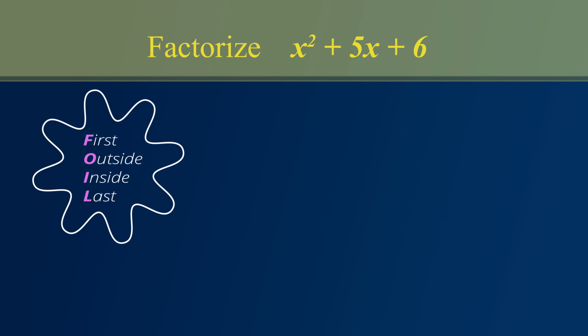What we have done so far is expanding quadratic expressions. Expanding means to remove the parentheses in a mathematical way using FOIL. Now we are going to do factorising, which is the reverse of expanding. Let's factorise x squared plus 5x plus 6.